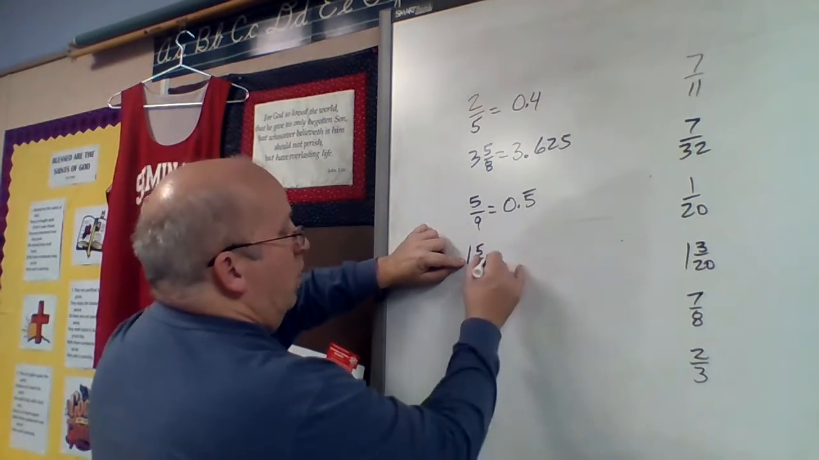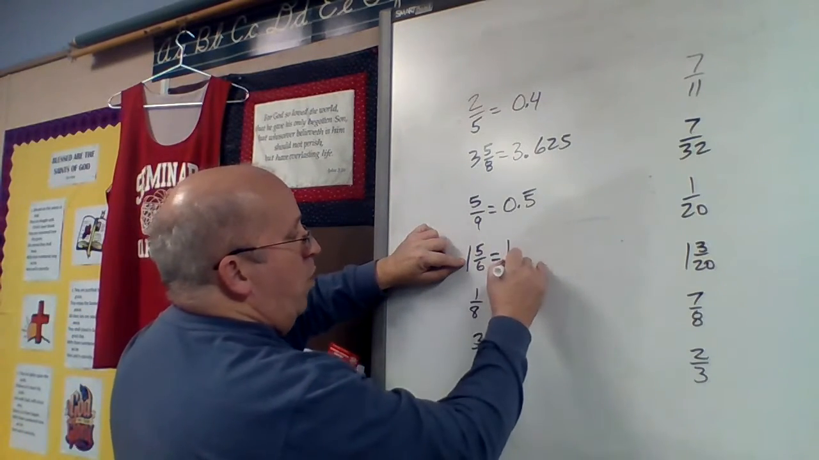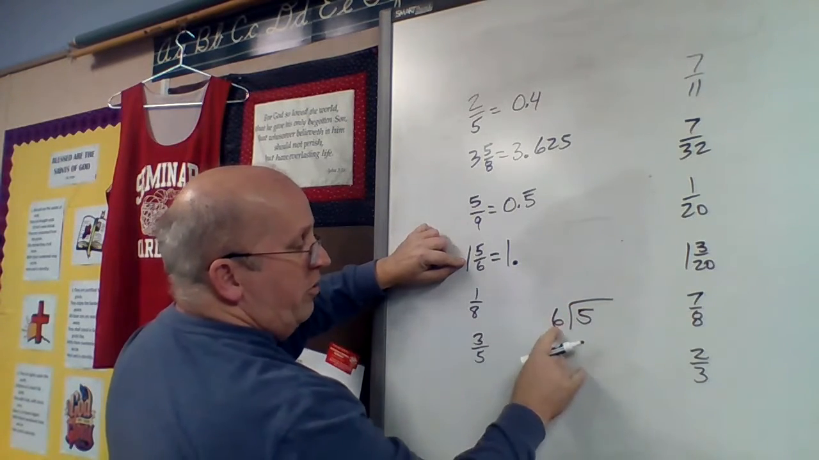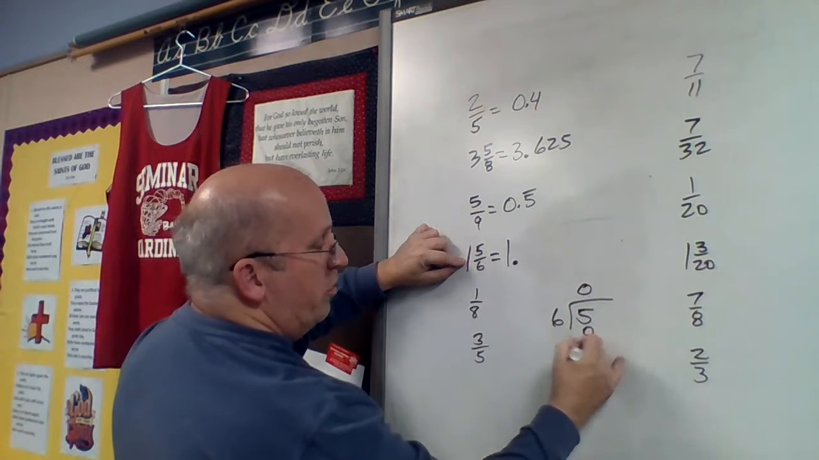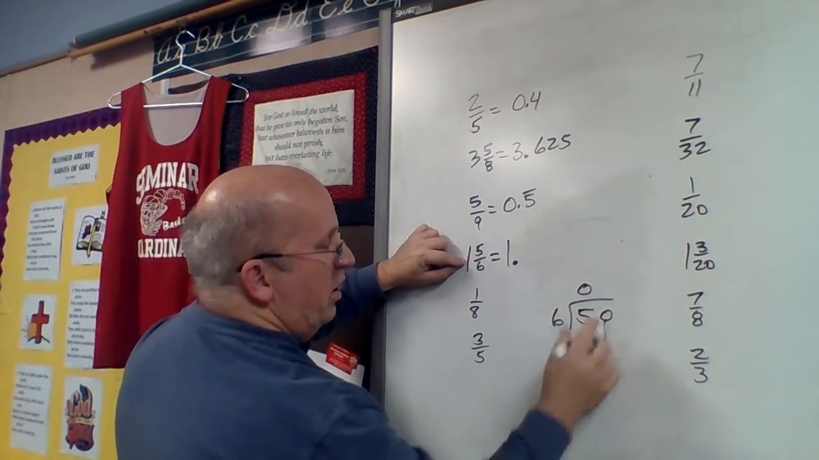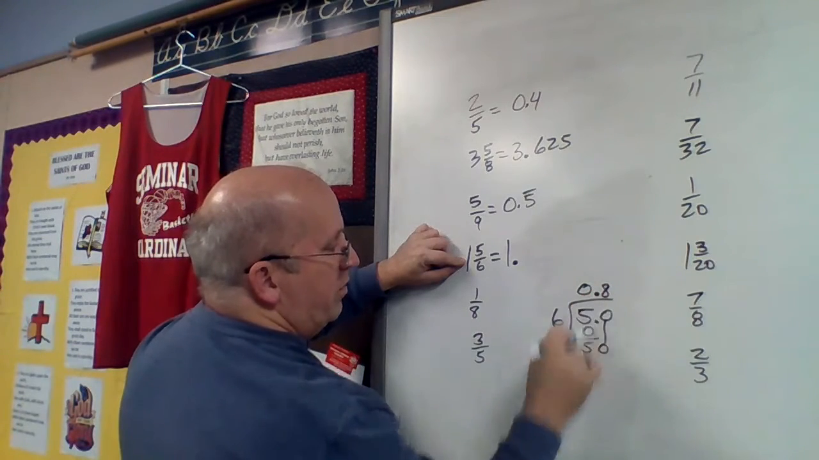Let's go to this one, 1 and 5/6. I'm going to write 1 point, and then I'm going to do 5 divided by 6. 6 goes into 5, 0 times. But what does 6 go into 50? How about 8 times? Don't forget the decimal point.